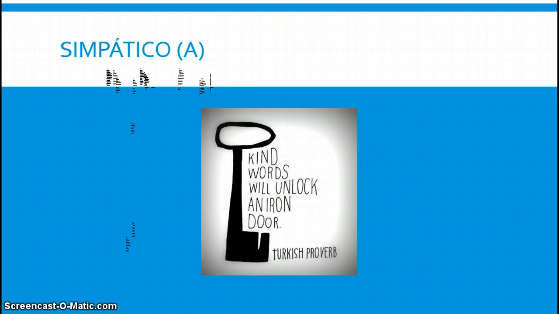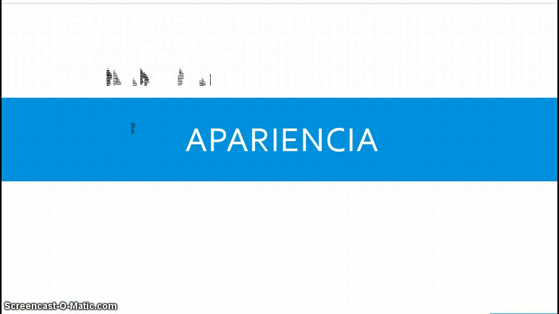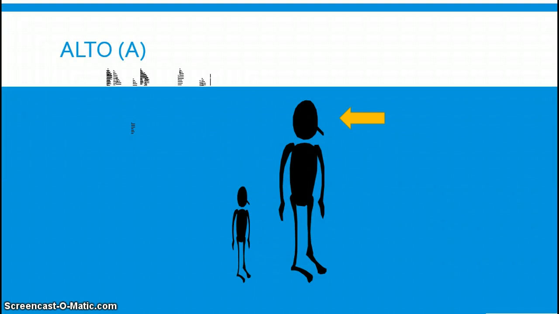Simpático o simpática. Careful with this one. A lot of people think simple or sympathetic. This is the word for kind or nice. Simpático, simpática. Trabajador o trabajadora. This word means hard worker, hardworking. All right, we're going to move on to learn some adjectives that would describe apariencia. Apariencia es otro cognado. It's a cognate meaning appearance. So these words would describe us not personality-wise, but physically, physical traits.